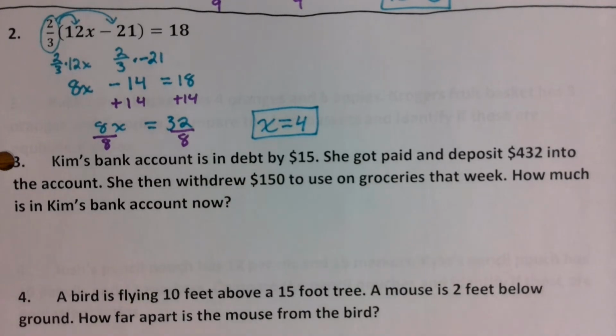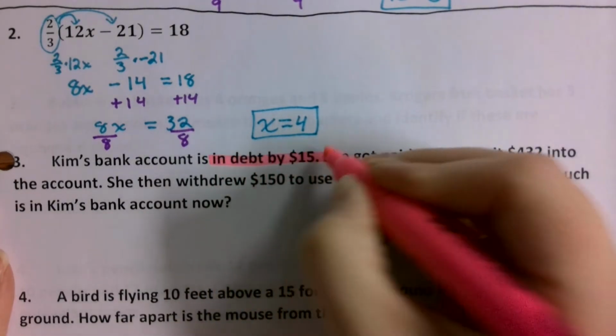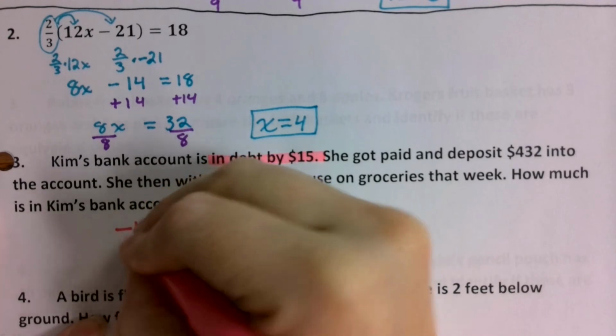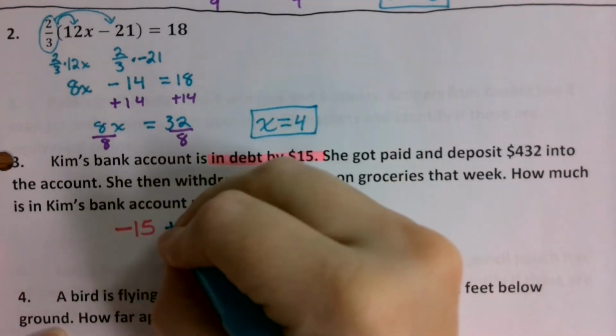When you are in debt, what does that mean? You're negative, right? You owe something. So right now, her bank account fell below the 0 mark. In debt means that you owe money. When you are in debt, you owe money. So right now, her account is starting at negative 15. Okay? And like always, we set these problems up as addition problems of integers.